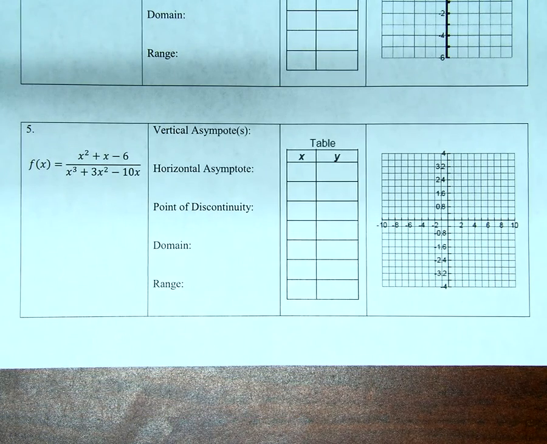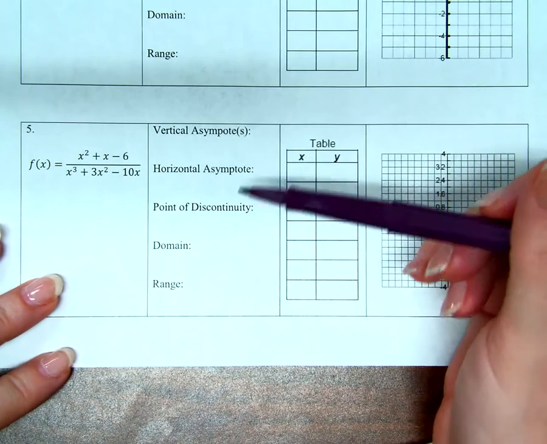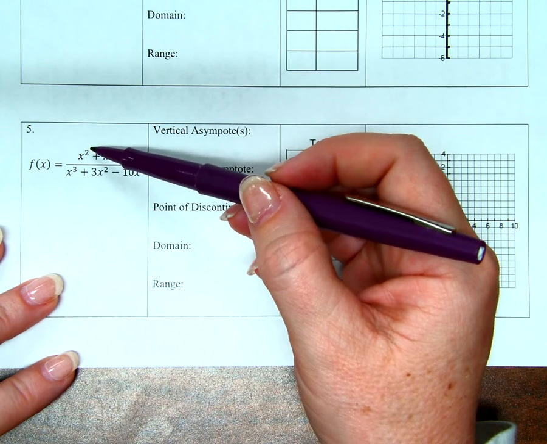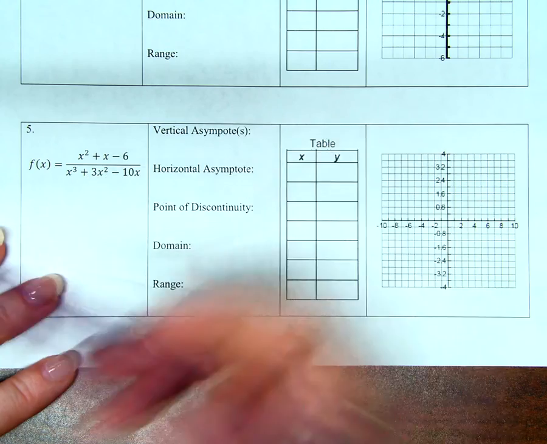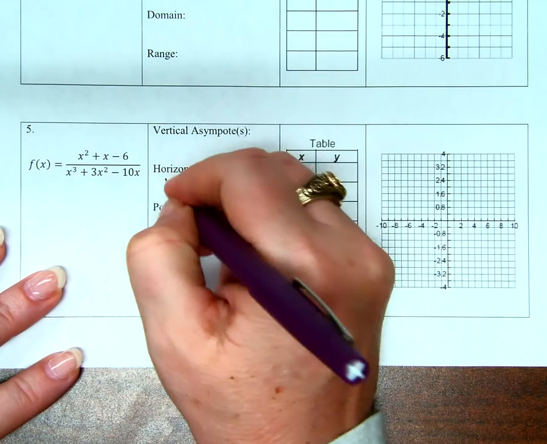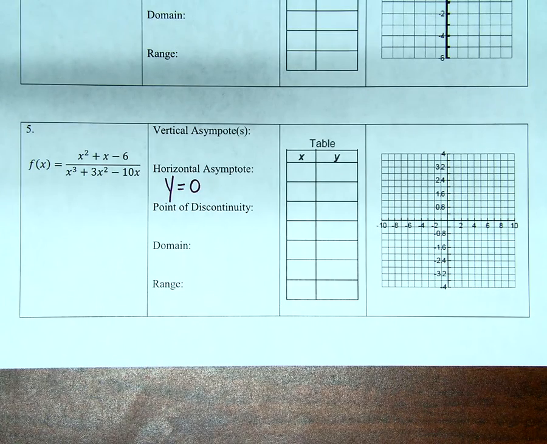Where do you want to start? Maybe that's a good idea. Horizontal asymptotes? Because we can see it, right? Okay, so what do we do for horizontal asymptotes? Degrees. This one is 2, this one is 3. So which one is greater? Denominator. When the degree of the denominator is greater, there's a horizontal asymptote at y equals 0.